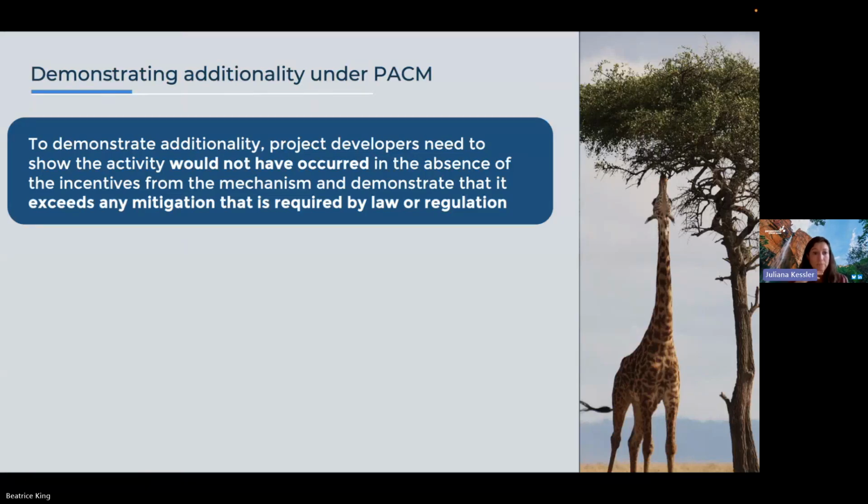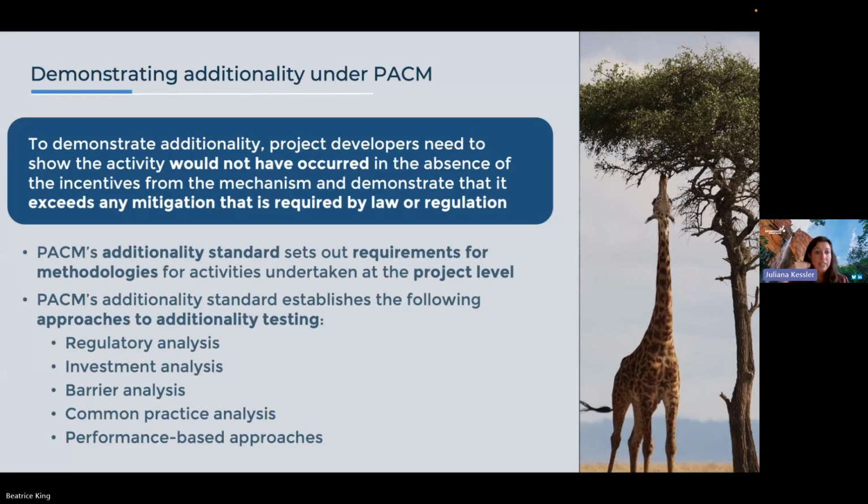Thank you. One of the key requirements is that the activity developer needs to show that the activity would not have occurred in the absence of the incentives from the mechanism, and demonstrate that it exceeds any mitigation that is required by law or regulation. Compared to the CDM, the emphasis here is really on the incentives, and hints already towards financial testing, to which I will come in more detail.